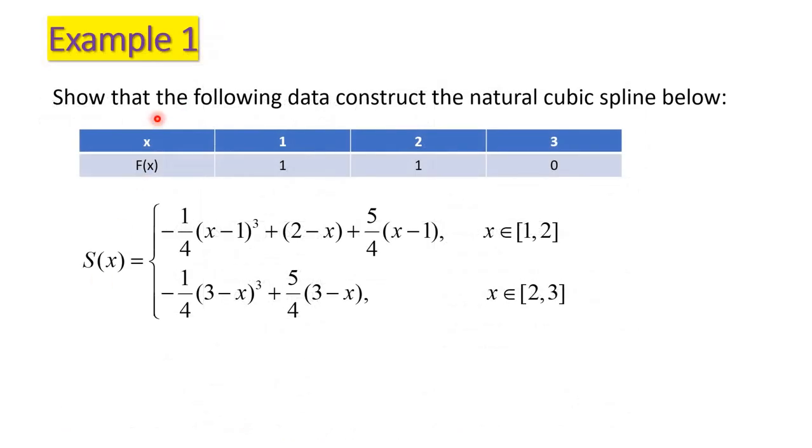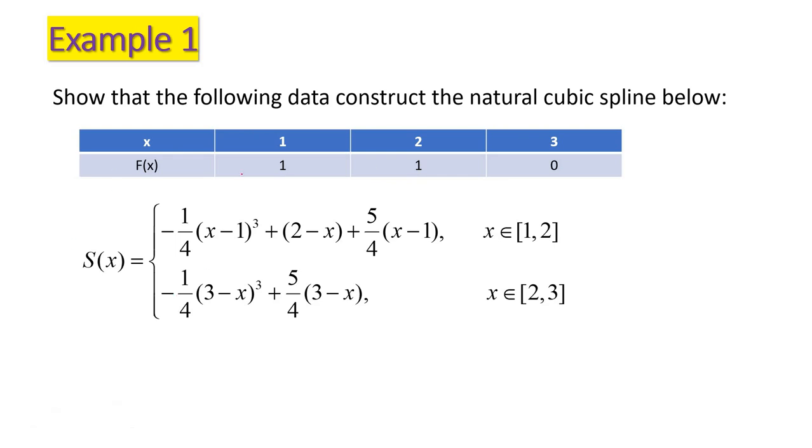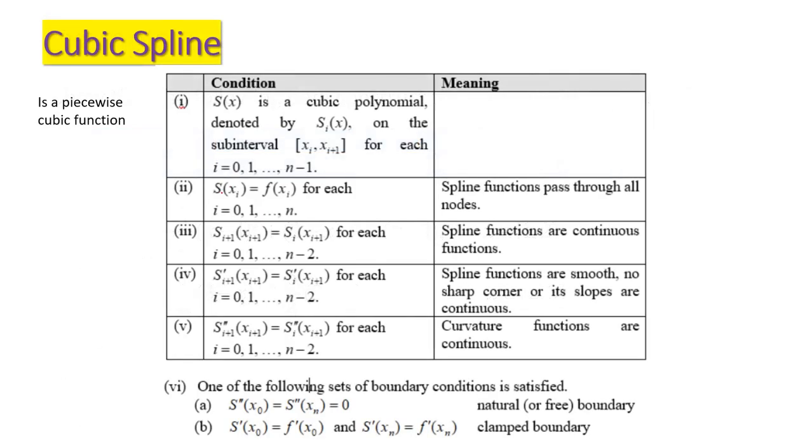Example 1: show that the following data construct the natural cubic spline below. We have this cubic spline S(x). For the data from 1 to 2, we have a cubic function, and 2 to 3, another cubic function. This is what we denote as S0, and this is S1. First of all, we want to show using conditions 2, then 3, 4, 5, and 6.